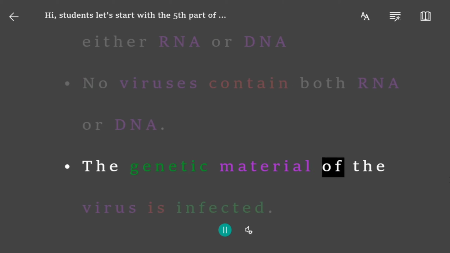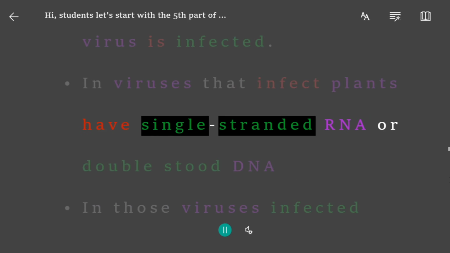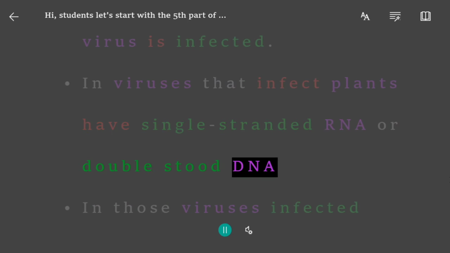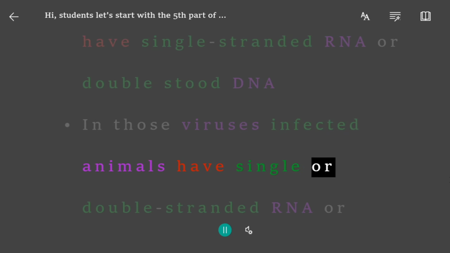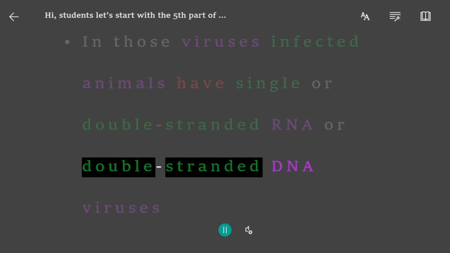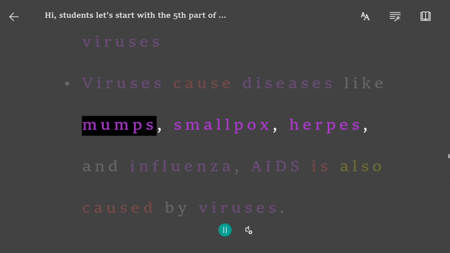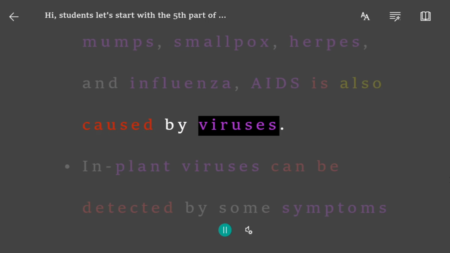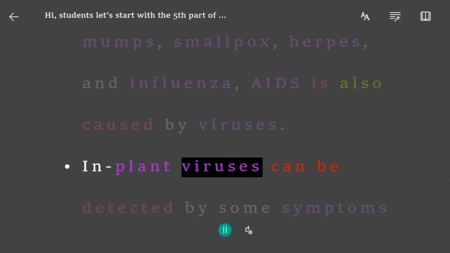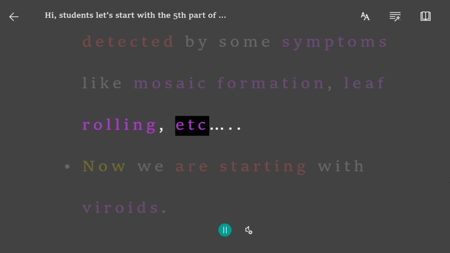The genetic material of the virus is infectious. Viruses that infect plants have single-stranded RNA or double-stranded DNA. Viruses that infect animals have single or double-stranded RNA or double-stranded DNA. Viruses cause diseases like mumps, smallpox, herpes, and influenza. AIDS is also caused by viruses. In plants, viruses can be detected by symptoms like mosaic formation, leaf rolling, etc.